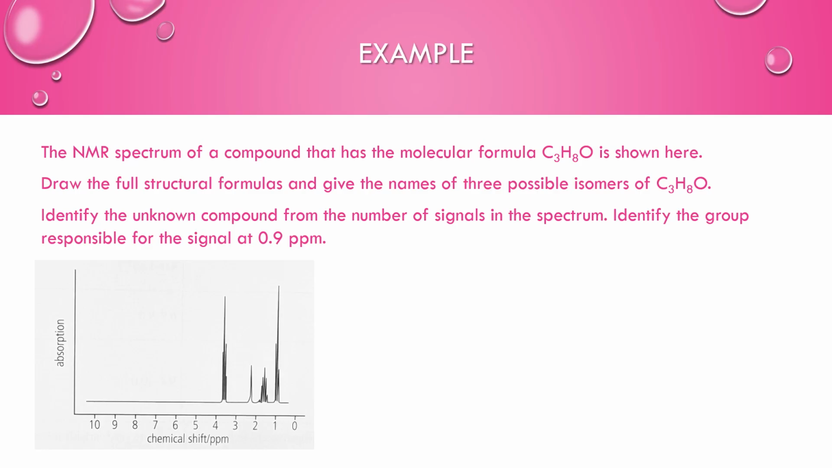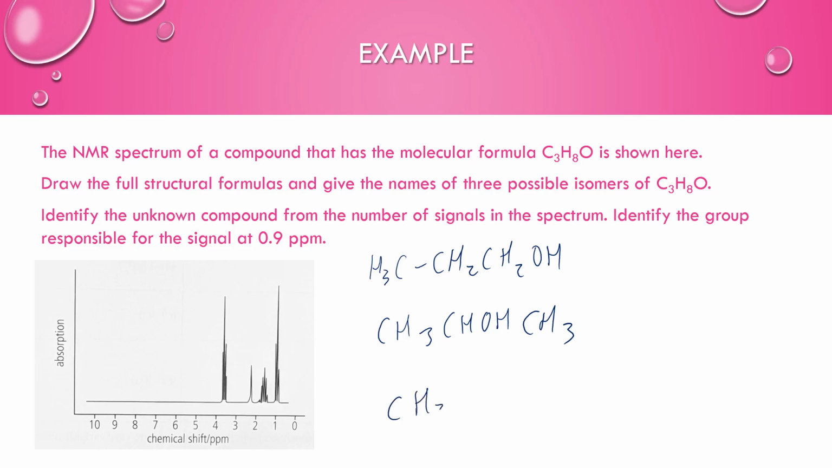All right, here's one more example. We've got an NMR spectrum of a compound that has the molecular formula C3H8O. And it says to draw the full structural formulas and give the names of three possible isomers. So we could have propanol like that. We could have propan-2-ol, where the alcohol group is in the center. Or we could even have an ether. We could have a CH3, CH2O, CH3. So those are three possible isomers: propan-1-ol, propan-2-ol, or this methoxyethane. It says to identify the unknown compound from the number of signals in the spectrum.